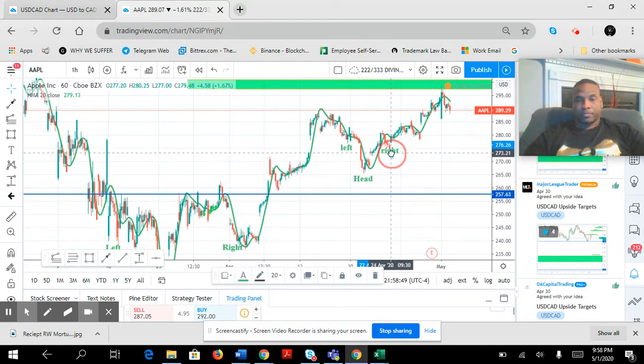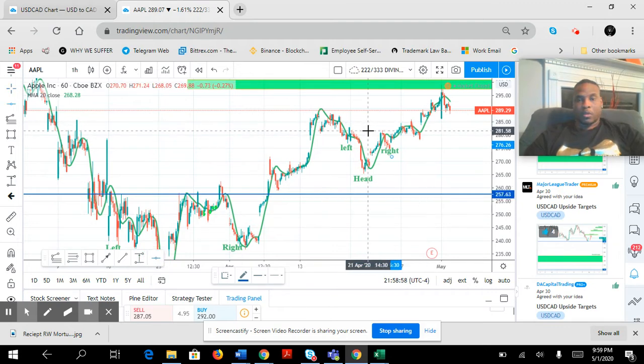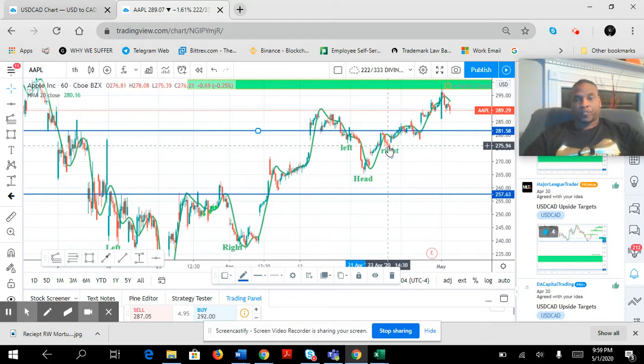Right shoulder. We got what? Neckline. Boom. Neckline. All right. We did break out of it and we came back down below it. And then we eventually broke out.